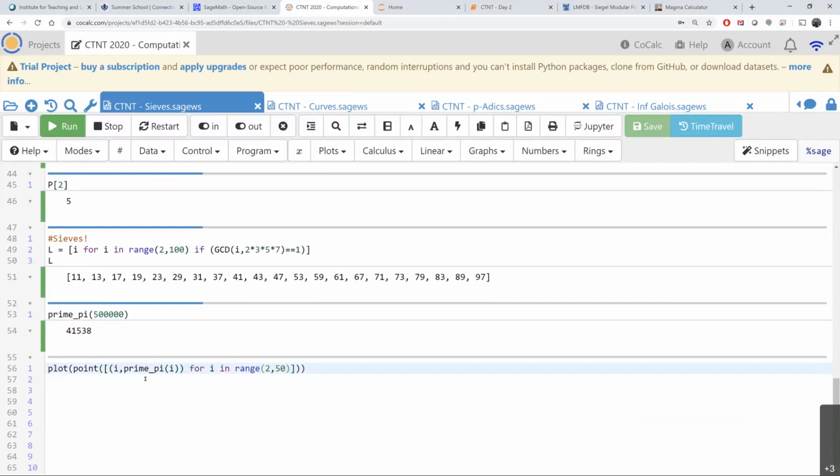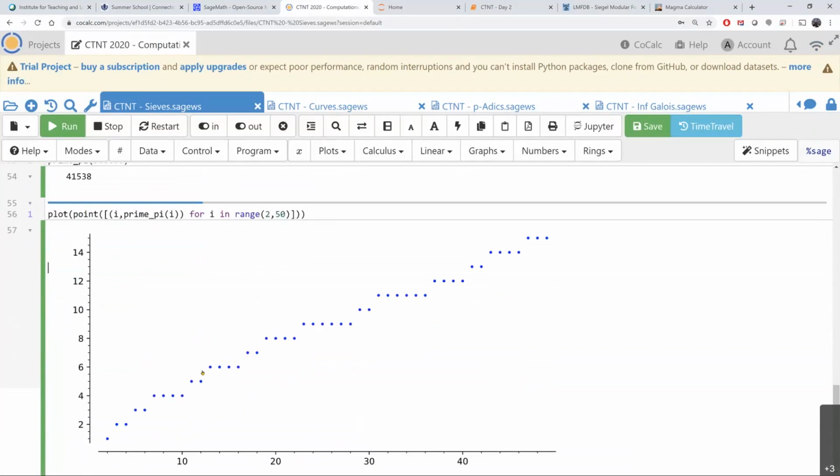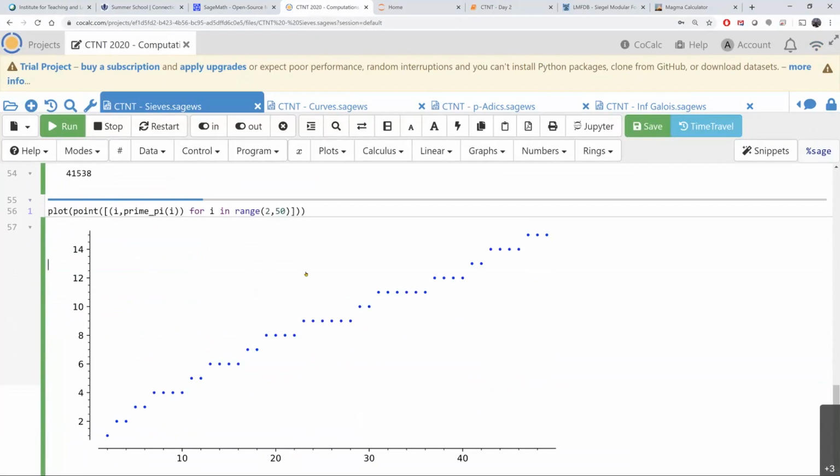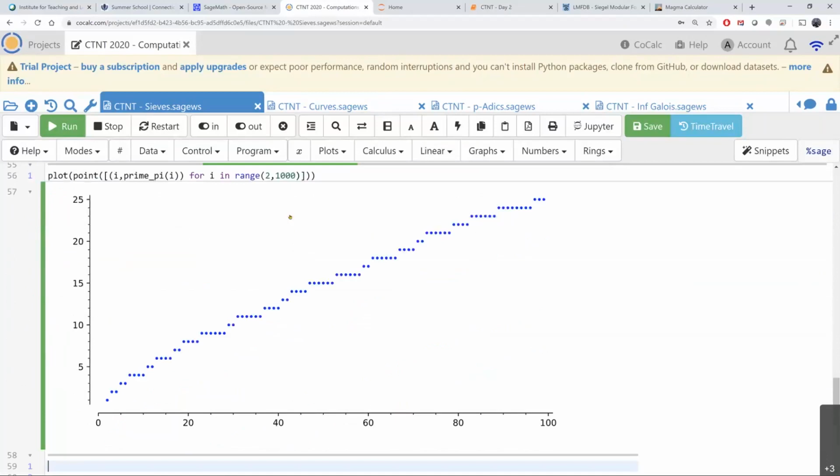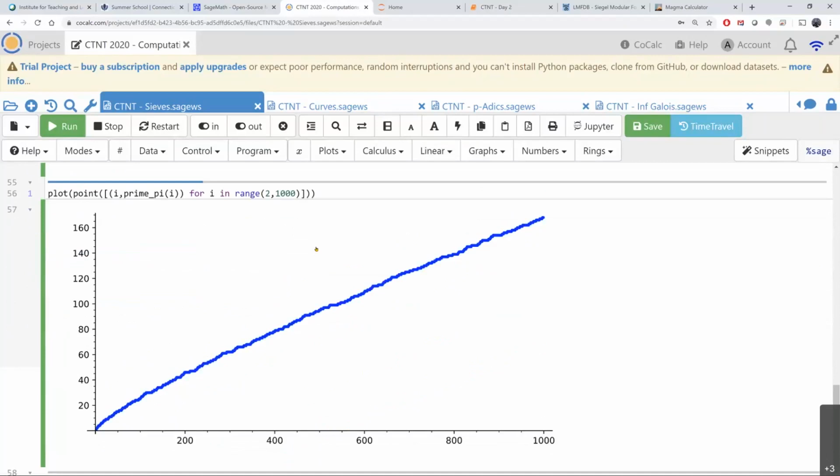There you go. The prime counting function is a step function because until it encounters another prime, it doesn't increase in value, so you get this step ladder of a function. However, if you start increasing the range, it starts to look a little more smooth. Here is up to 100, here is up to 1,000. Oh, now it's starting to look like something. It's just a little bit jittery, but it looks like a curve. And then up to 10,000.